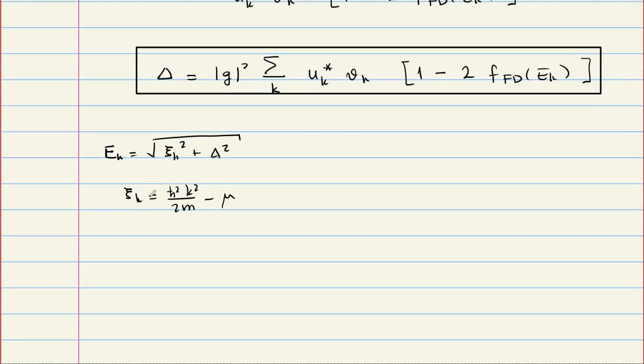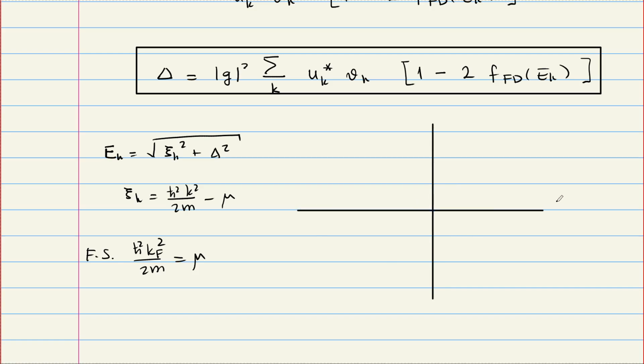And at the Fermi level, mu is defined by h bar squared k Fermi squared over 2m equal to mu. Whenever this happens, this is the last occupied state, and that's the Fermi level. Then at the Fermi level, psi is going to vanish. So let's see how the spectrum looks. Let's say this is k, and this is k Fermi. And first, let's take delta equal to 0.